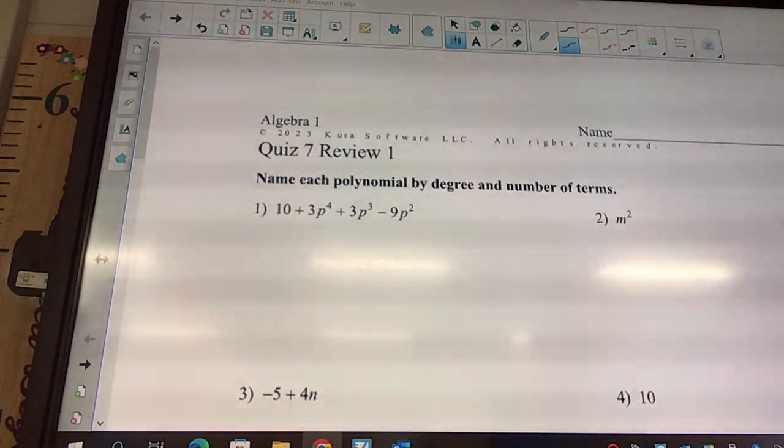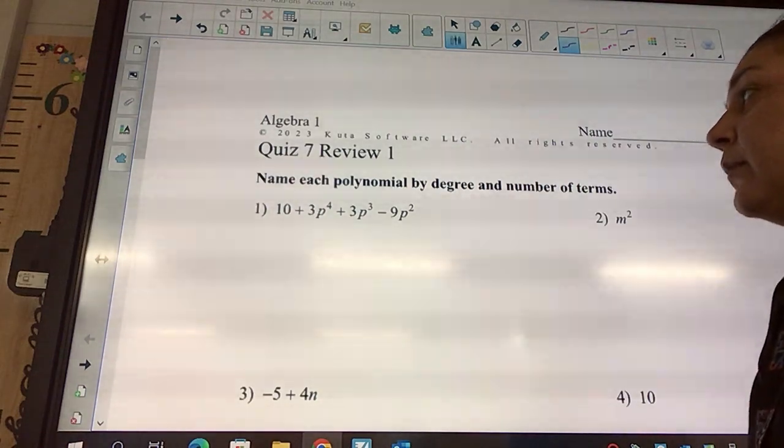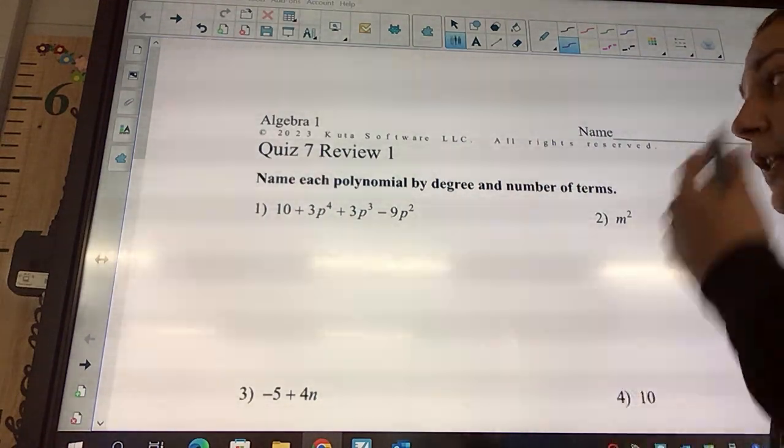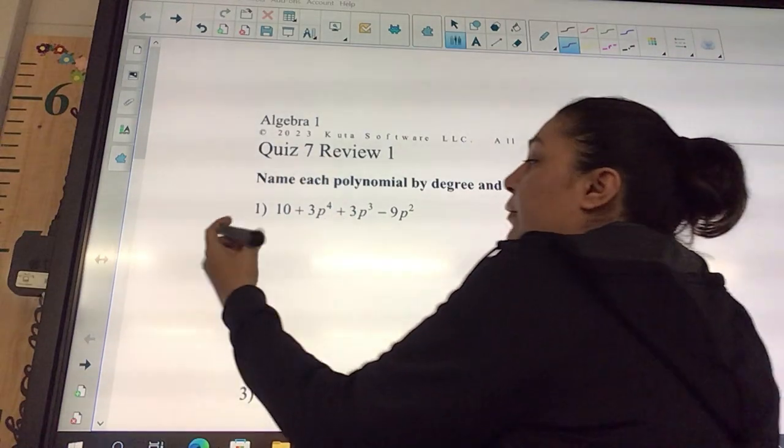Okay, what are the two things standard form tells us to do? ABC order, highest to lowest. So what is our highest exponent up here? Which one's going to come first? We're looking at the exponent, so the baby number. 3p4.